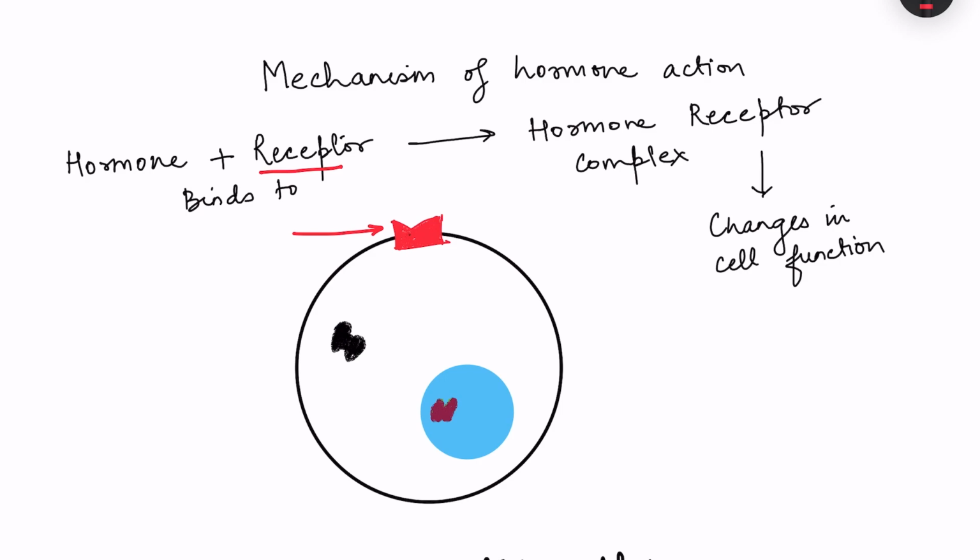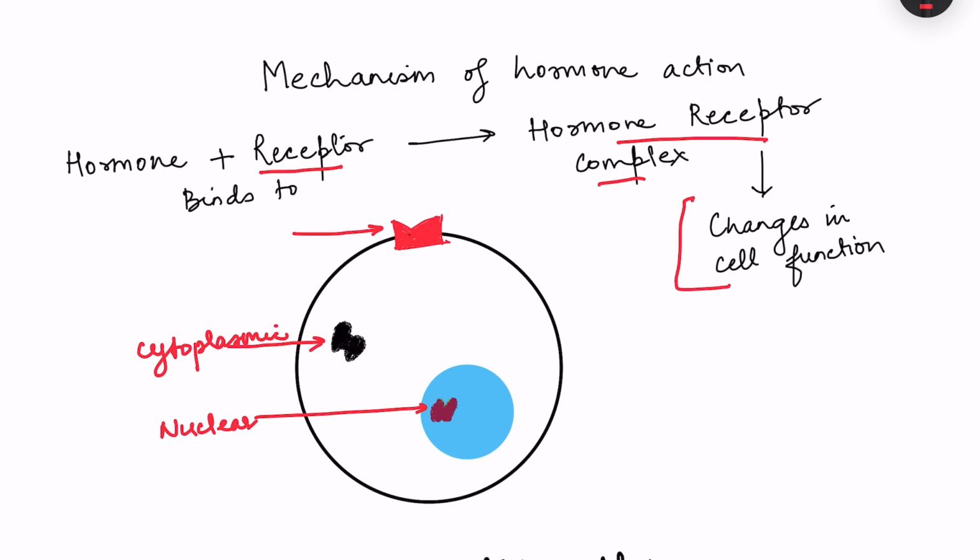And when intracellularly, they can be of two types. Either they can be within the cytoplasm, so that is cytoplasmic receptor, or they can be present within the nucleus, so that is nuclear receptor. So fundamentally, this hormone binds to the receptor wherever the receptor is present and forms the hormone receptor complex, which in turn leads to the activation of downstream events and hence leading to changes in the cell function.